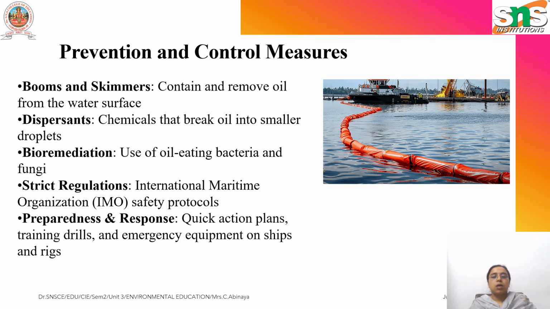And preparedness. Oil companies and coast guards must have emergency response plans and equipment and trained professionals. So they must be ready in case of an oil spill. Most importantly, we need to reduce our dependence on fossil fuels and shift to clean energy alternatives like what we have discussed in our previous videos: solar, wind, geothermal, and so on. So, this is all about prevention and control measures.